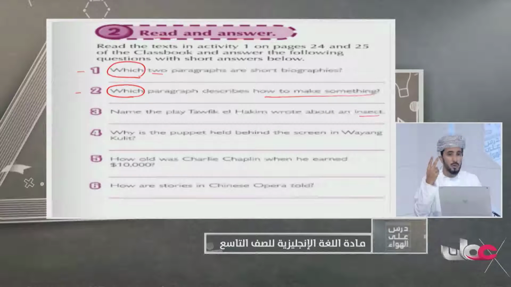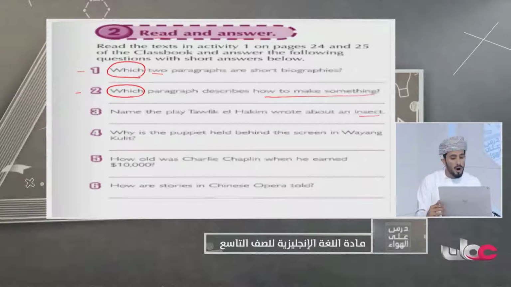There are going to be 2 biographies. There is going to be a paragraph which describes how to make something. And also there is going to be a paragraph in which they will talk about Tawfiq al-Hakim and his play, the play that he wrote about the insect. All these pieces of information we got from the questions. I haven't started reading the paragraphs yet.